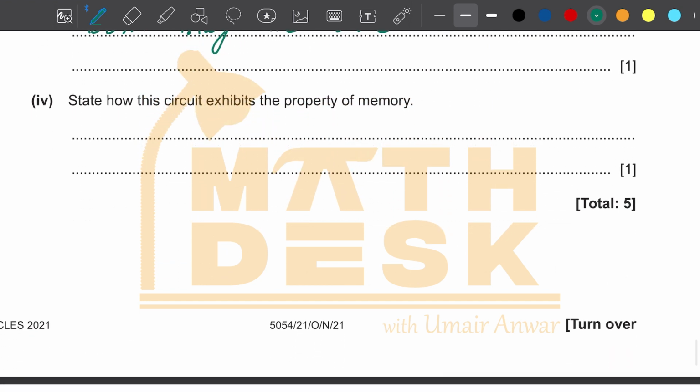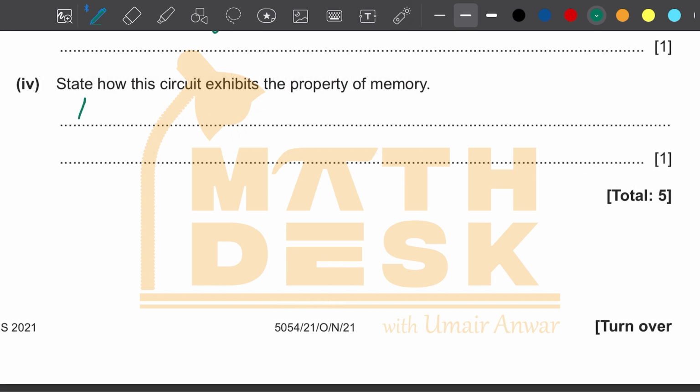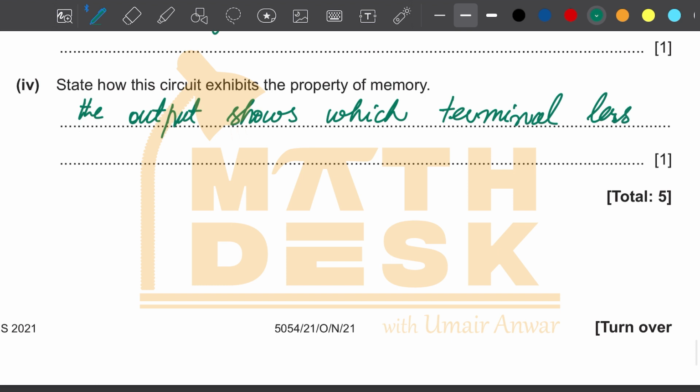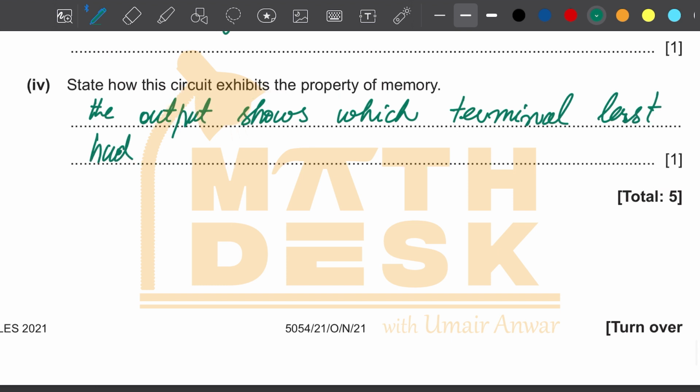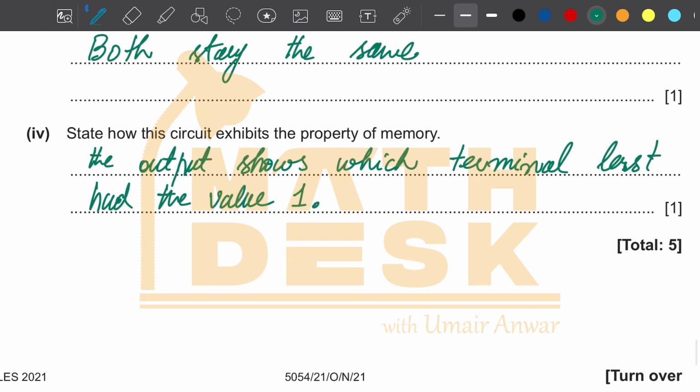So the next part says state how this circuit exhibits the property of memory. So the circuit shows that the output shows which terminal last had the value 1. So this is how it exhibits the property of the memory. So the question ends here with this part.